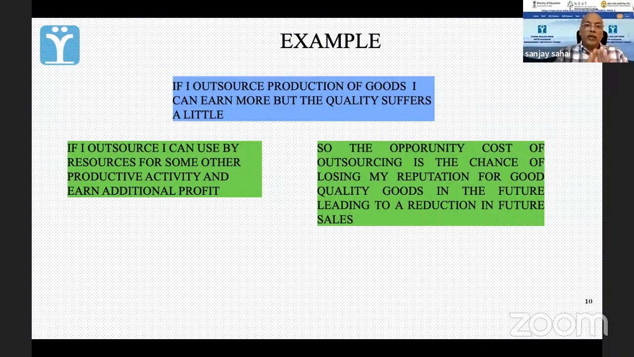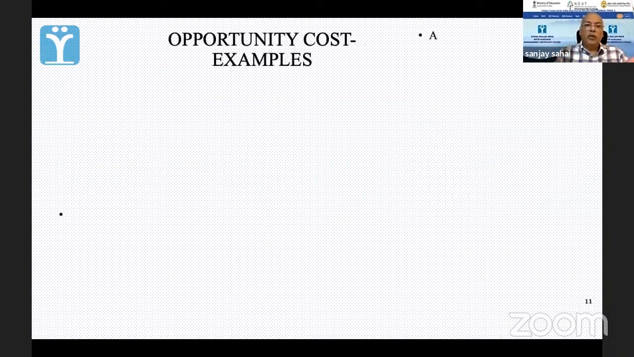So you can outsource, but if you outsource, it is very possible that the other option of producing the goods on your own and then making a profit from the sale of those goods, you lose that. And the quality which you could have maintained, you actually lose that part. Okay, so that's one.